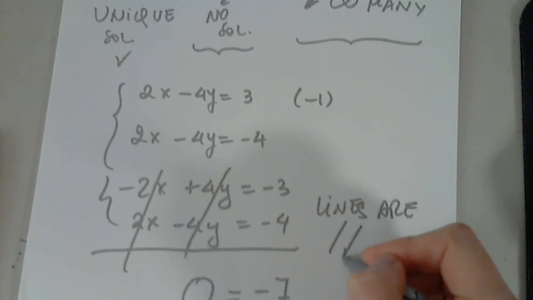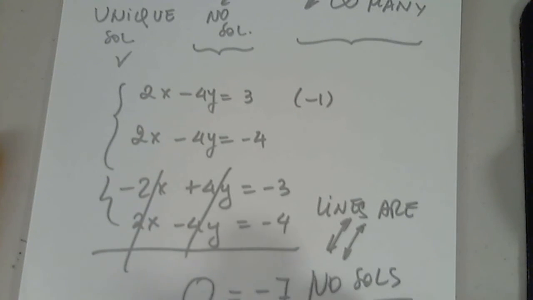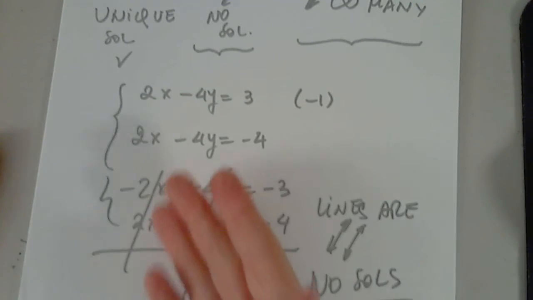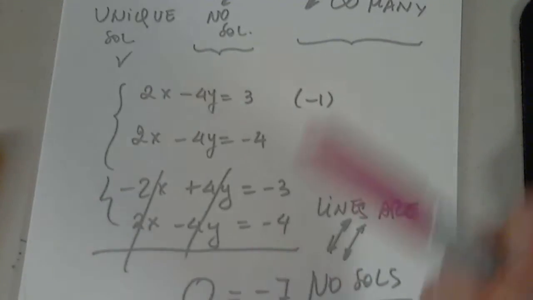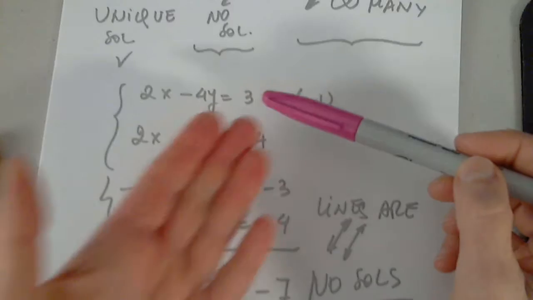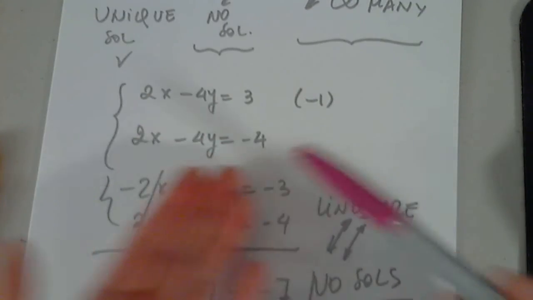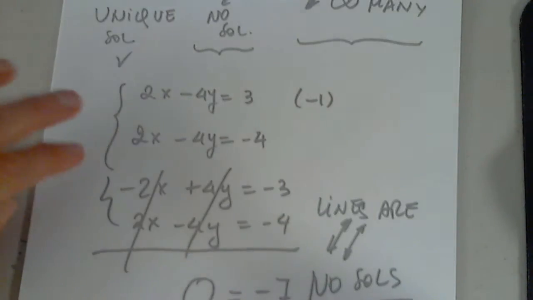I know for sure that the lines are parallel and there are no solutions. I got a statement that is false. I could never accept that 0 is -7. Obviously I created a very simple situation. It's clear from here that 2x minus 4y cannot be 3 and at the same time -4. It's not possible.